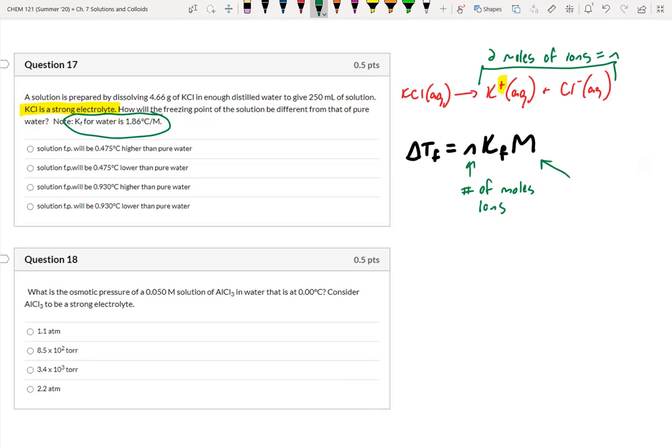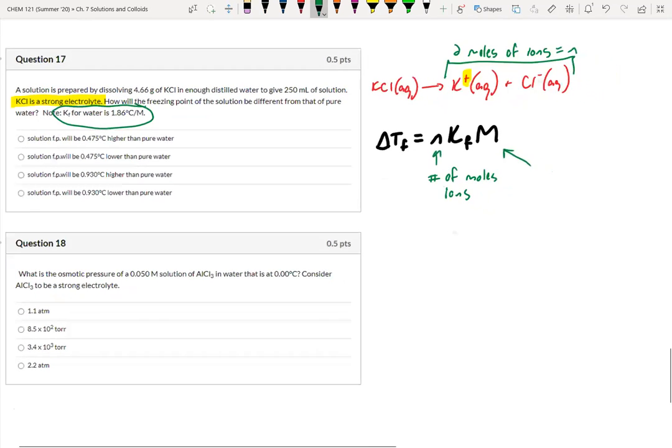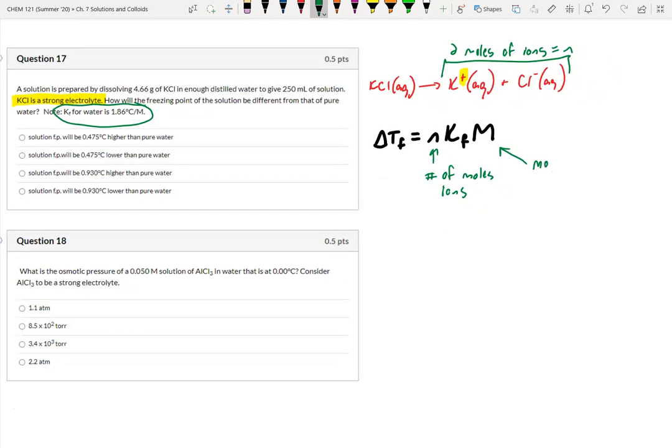What does m stand for, lowercase m? Does anybody know? Molarity? Molarity. So this is going to be moles per liter. Let's go ahead and solve for this because they're not giving us molarity. If you notice, they're giving us the mass and the volume though. So we'll just have to figure this out on our own.